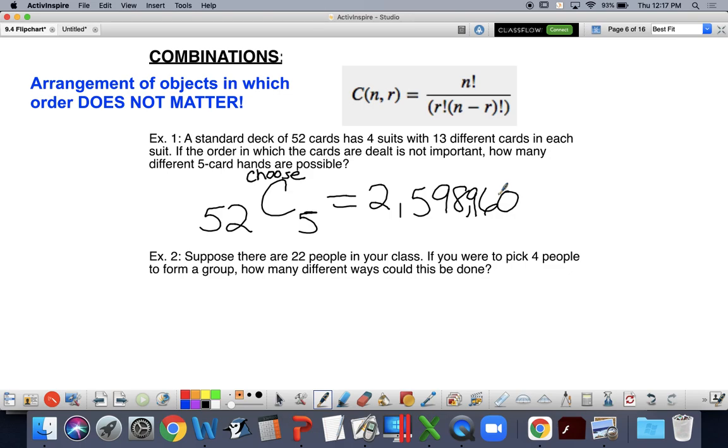So let's do some more examples. Suppose there are 22 people in your class. If you were to pick 4 to form a group, how many different ways could this be done? How would I write this? 22 choose 4. That's all. So go ahead, pick up your calculator, type that in. Make sure we know how. We got 7,315 different ways to do it.